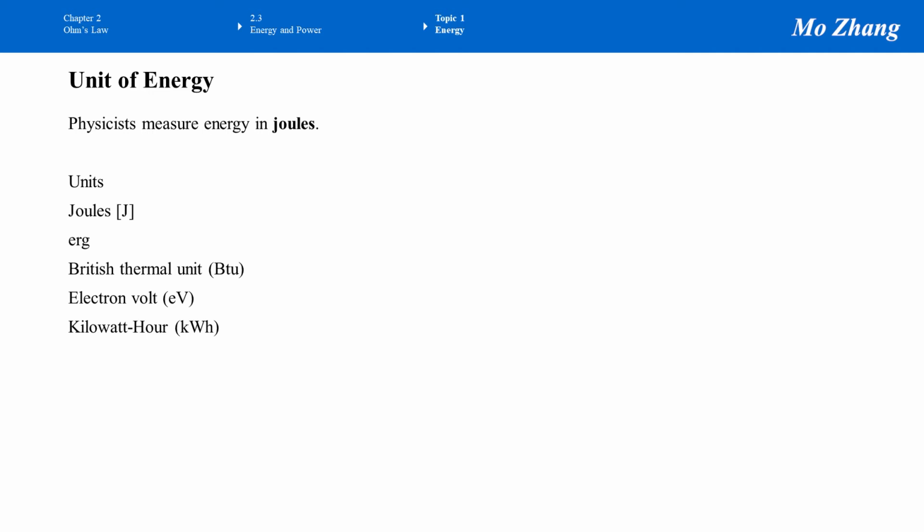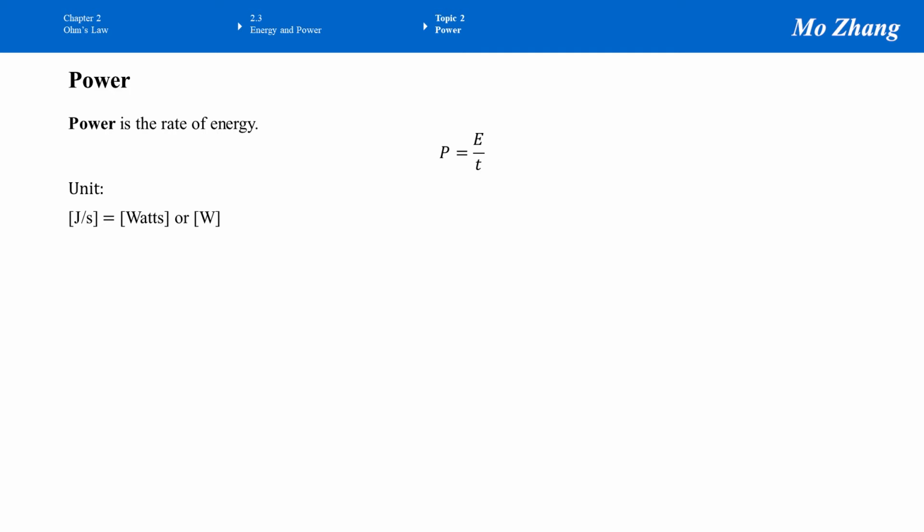That long. The next quantity is power. Power is defined as the rate of energy, which means how many joules per second. And we give a new name for joule per second, that is called watt. Watt is the unit for power. The symbol for watt is the uppercase W.